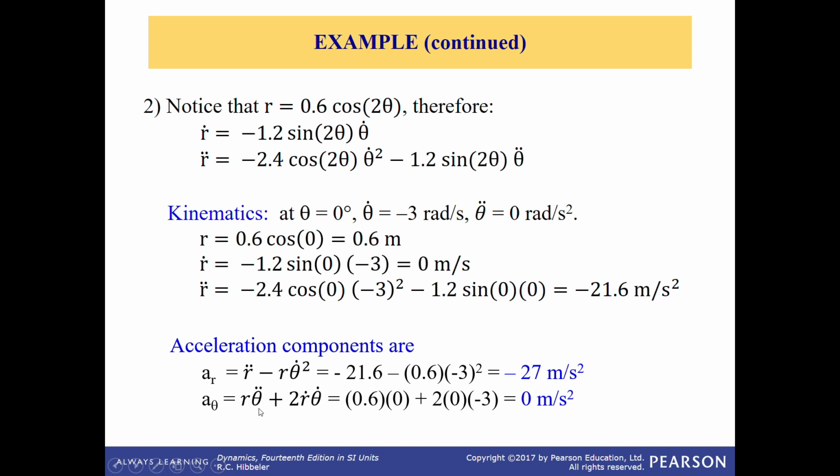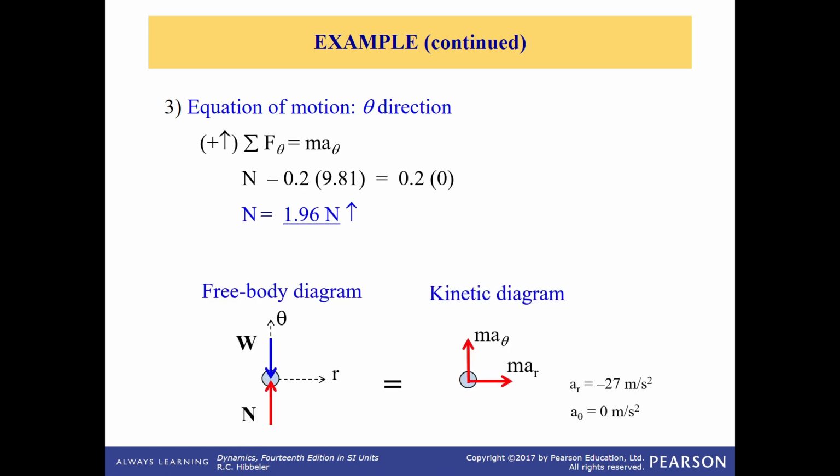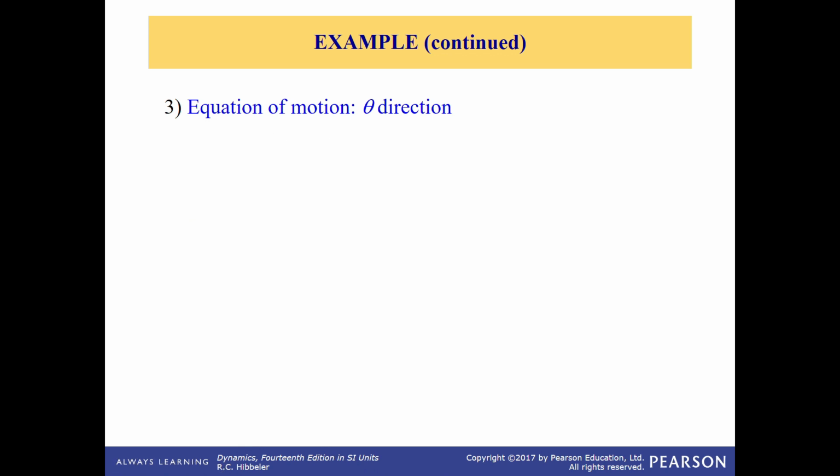While the same thing you need to apply for a theta. In this case, r theta double dot plus 2 r dot theta dot. So you will have here 0 meter per second square. So basically you already know each parameter, a_r and a theta.